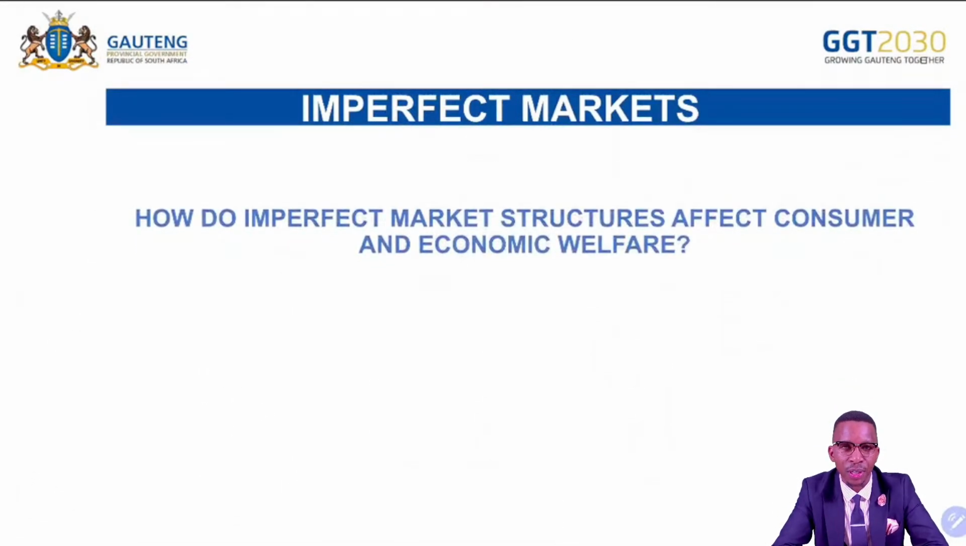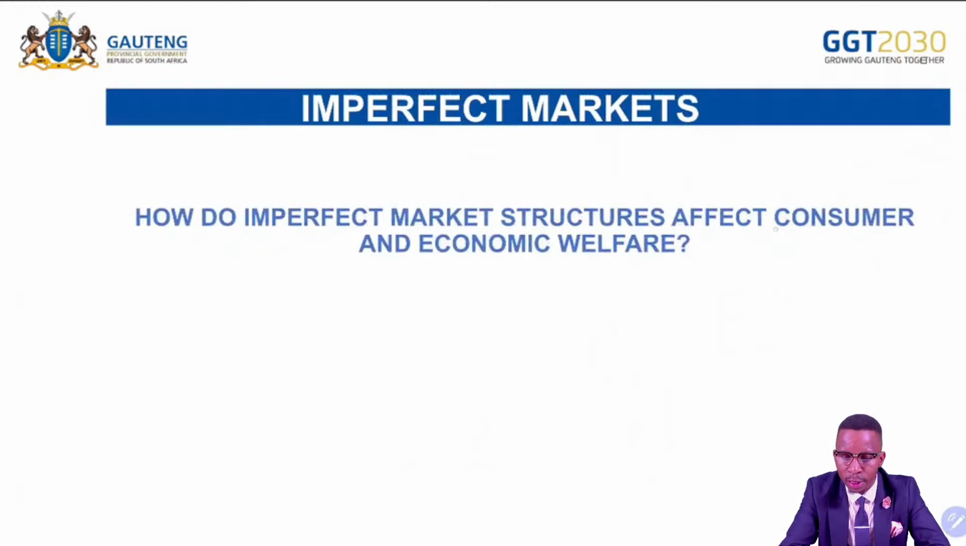So there's a big question here. Maybe it can be 4 marks or 8 marks. How do imperfect market structures affect consumer and economic welfare? If ever we are faced by imperfect market structures, how do they affect the consumer welfare and economic welfare? Meaning, how do we as consumers get to be affected negatively and positively by imperfect market, namely monopolies, oligopolies, and monopolistic competition?